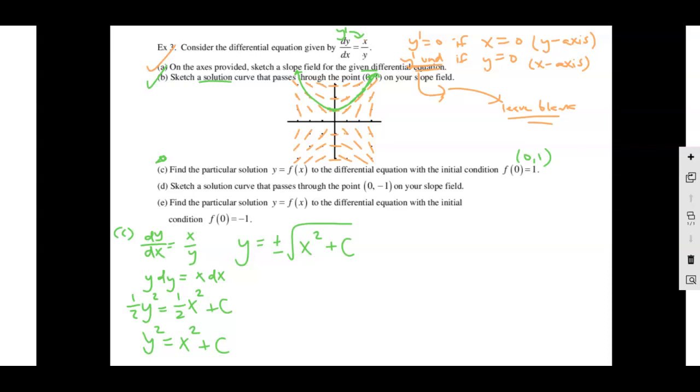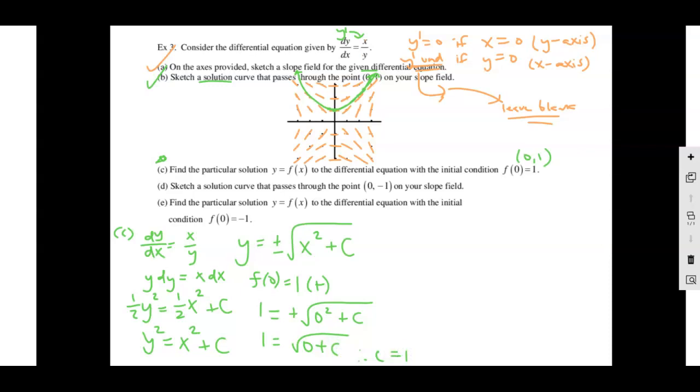Now let's go through and use the condition. We had f of 0 equal to 1, so we want positive, right? That's a positive 1 value. So I know it's not the negative root. The positive 1 is going to have to be equal to the positive root. Let's see, I had 0 squared plus c. So 1 is going to be equal to the square root of 0 plus c. That means my c value is going to have to be 1.